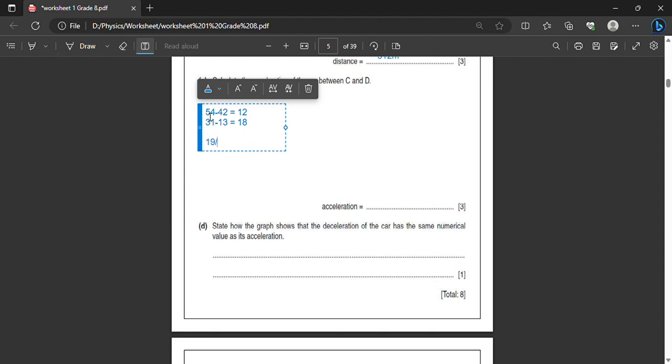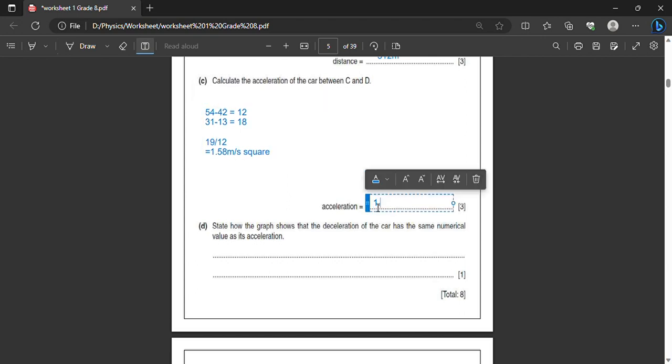When you say per, it means divide, a distance over a time. So it will be 19 divided by 12. When you calculate that, you'll get 1.58 meters per second squared. So you can write the answer over here: 1.58 meters per second squared. I hope till here everyone is clear.